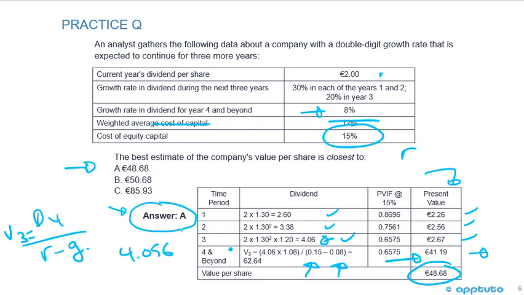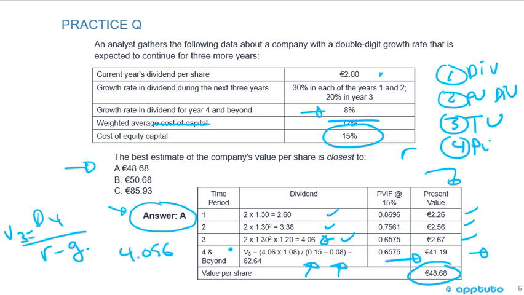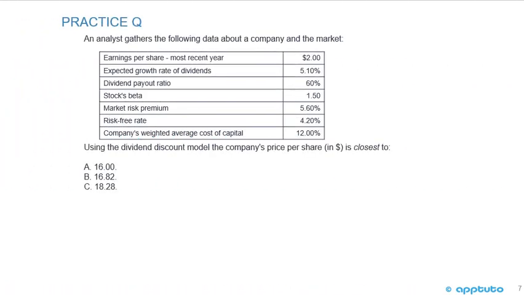But in general, you're just calculating: step 1, calculate your dividends. Step 2, calculate the present value of those dividends. Step 3, calculate the terminal value. Step 4, calculate the present value of the terminal value. Step 5, add them all up together. Okay? We'll review another quick practice question.